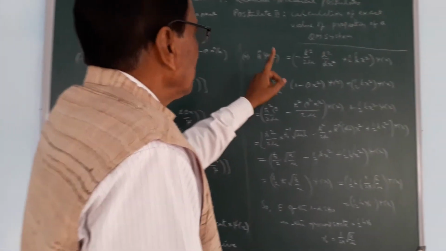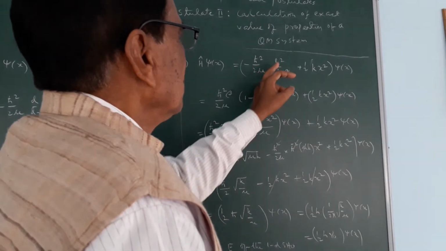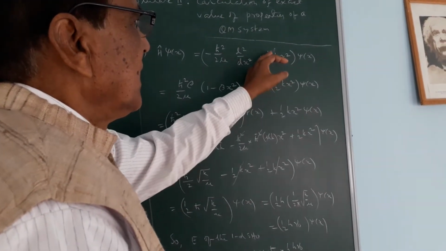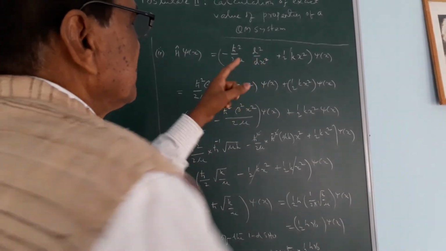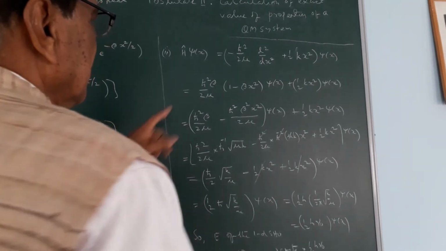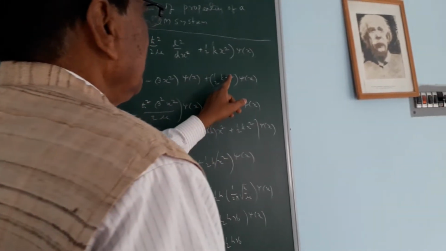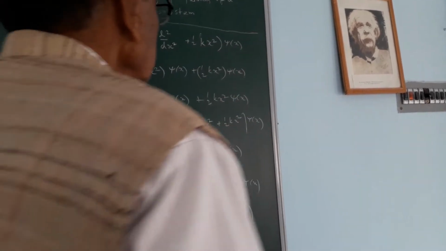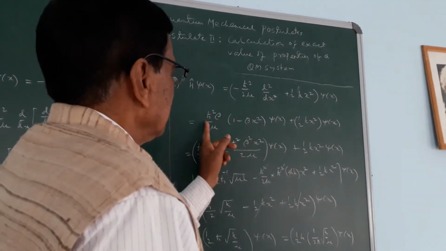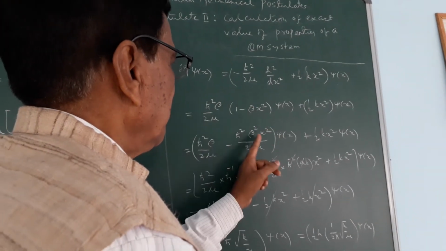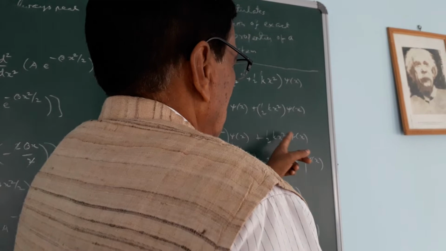Then the total energy operator, the Hamiltonian, acting on psi x equals minus h cross square by 2 mu d2 by dx square plus the potential energy half k x square, into psi x. The kinetic part gives h cross square beta by 2 mu times (1 minus beta x square) psi x, plus half k x square psi x. So this is h cross square beta by 2 mu, and minus h cross square beta square x square divided by 2 mu psi x, plus the half k x square potential energy operator on psi x.